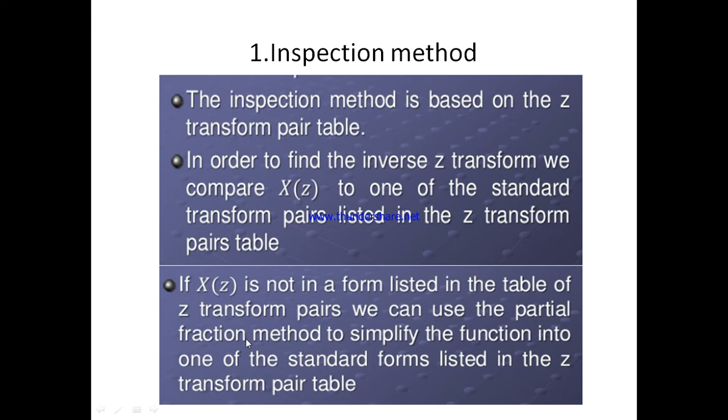But sometimes X(z) is not in the Z transform pair table. At that time we have to use the partial fraction method to simplify the given function into the standard form. After that we can get the inverse Z transform from the standard Z transform.